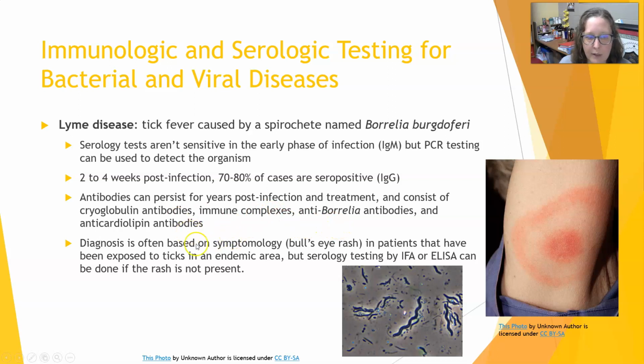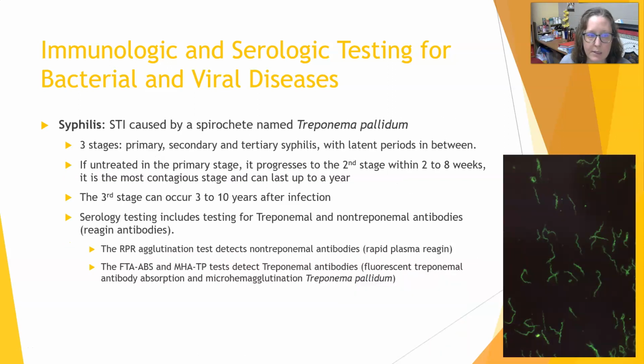The diagnosis of Lyme disease is often based on symptomology, this typical bullseye rash, and this is in patients that have been exposed to ticks, so maybe they were out in the woods or out for a hike or out hunting, and they did so in an endemic area, in an area that has Lyme disease, that has a lot of the ticks that carry Lyme disease. But the serology testing by immunofluorescent assay or ELISA can be done if the rash is not present to detect and diagnose Lyme disease.